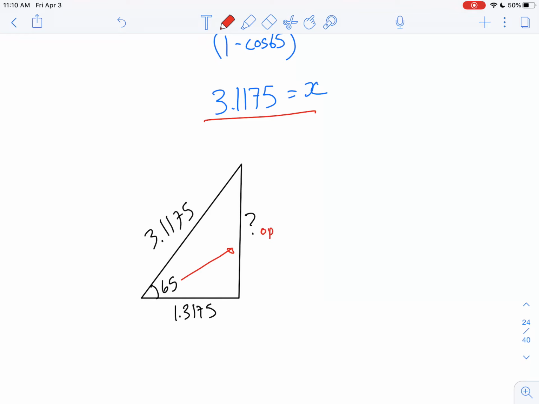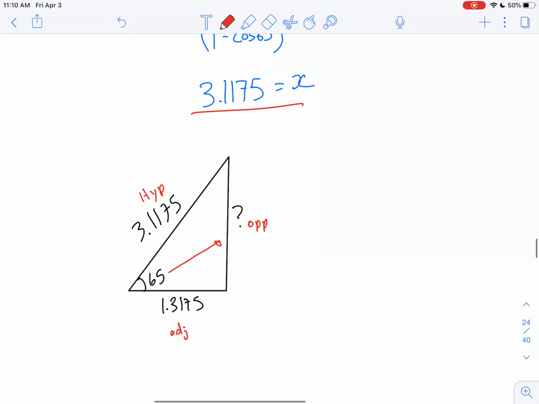So this is my opposite, and this is my adjacent, and this x over here is my height. So I could use multiple different ways of solving this. You could use any one of your 3 trig ratios, or you could use the Pythagorean theorem to solve for your unknown side there.